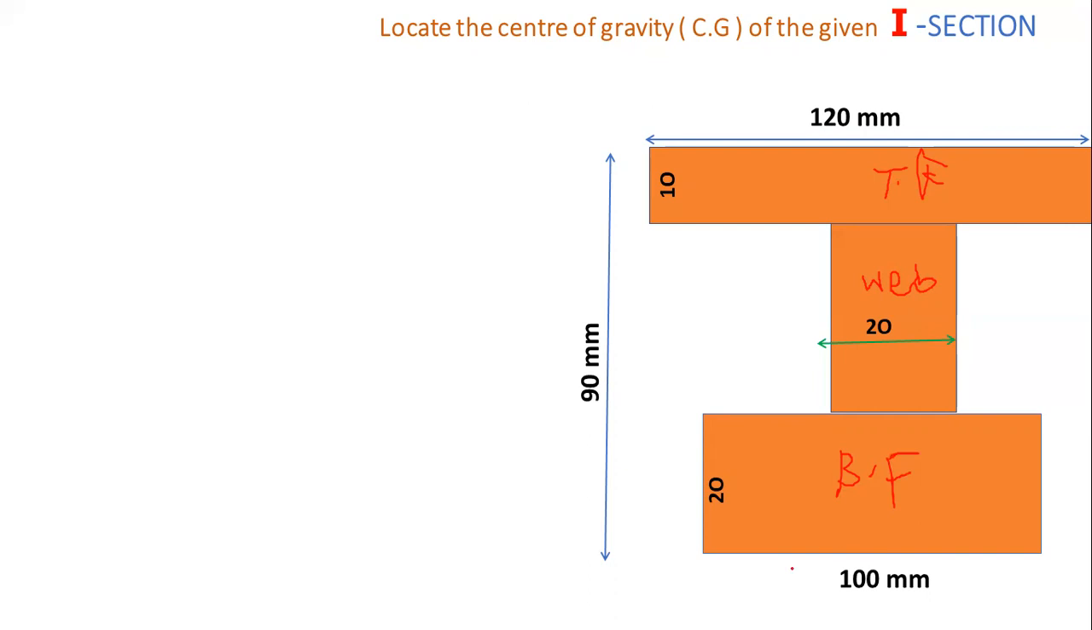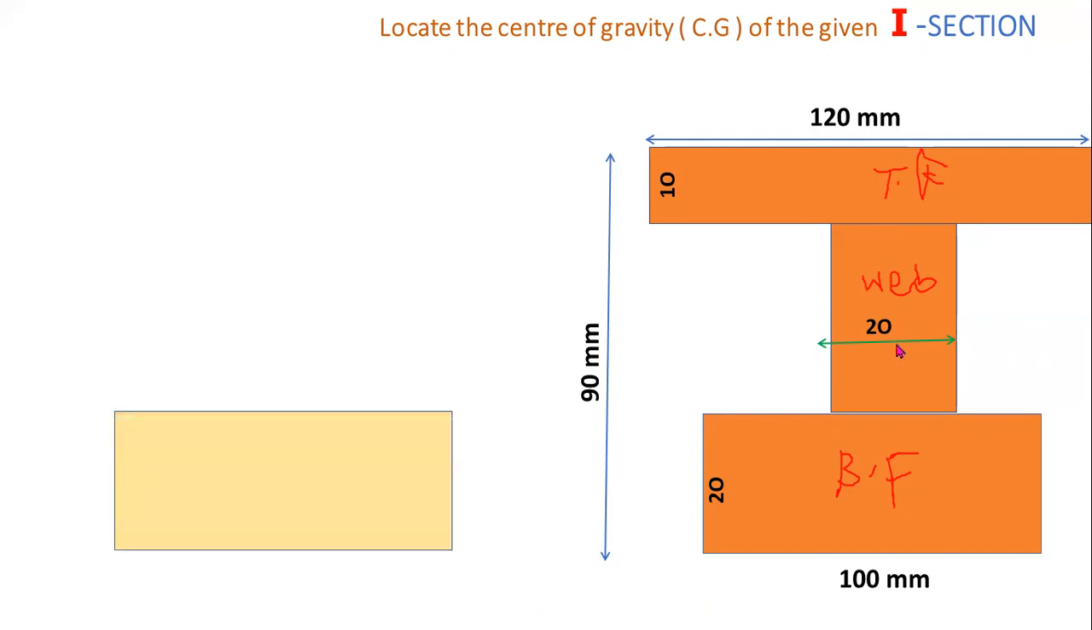First of all, you have to split the given I section into 3 rectangles: bottom rectangle as a bottom flange, web and top flange. Okay, first of all, you have to split up this given I section into 3 rectangles: bottom flange, web and top flange.